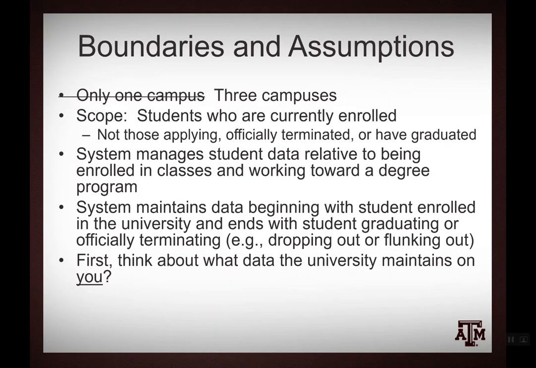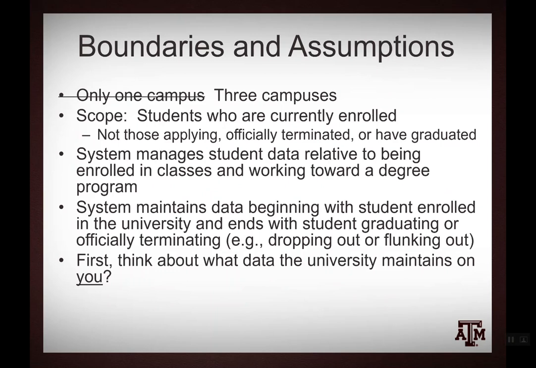So let's say we're going to have boundaries and assumptions. We're going to have a risk assessment on 3 campuses. I used to give this exercise when I taught at U of H, 1 campus, but hey, you guys are Aggies, we can handle 3 campuses. So begin to think, what if you had to do a risk assessment of student management between 3 campuses as opposed to 1 campus? What would the differences be?